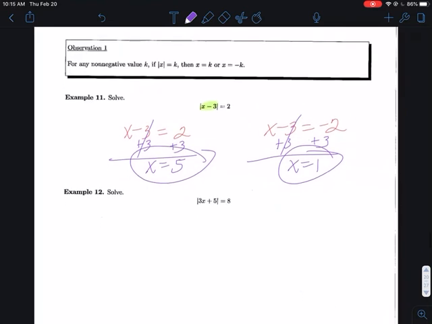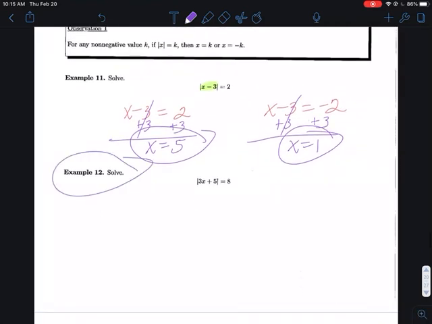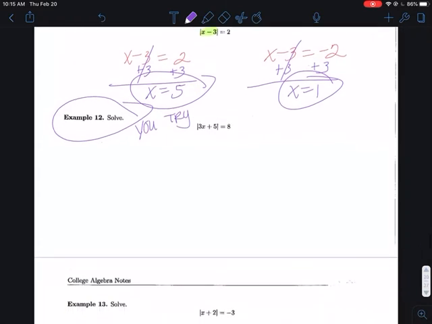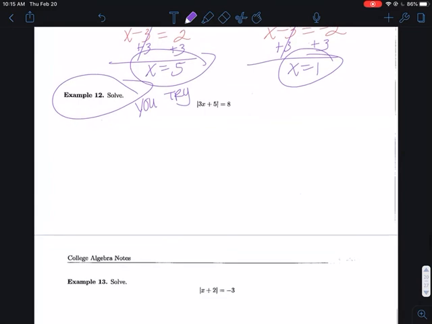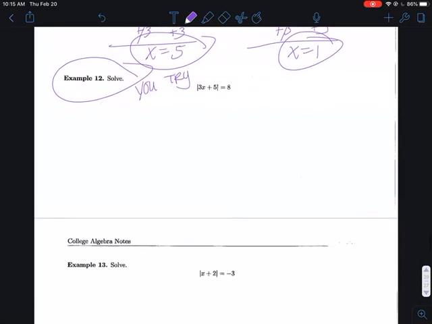All right, this would be a good point to stop the video and maybe try example 12. So I would say this is the one I want you to try. You try this example. And then you'll come back and look at the video.